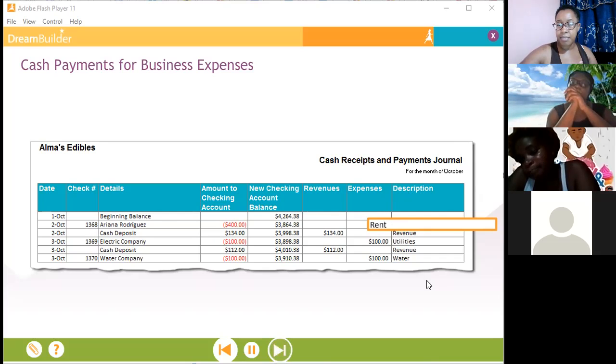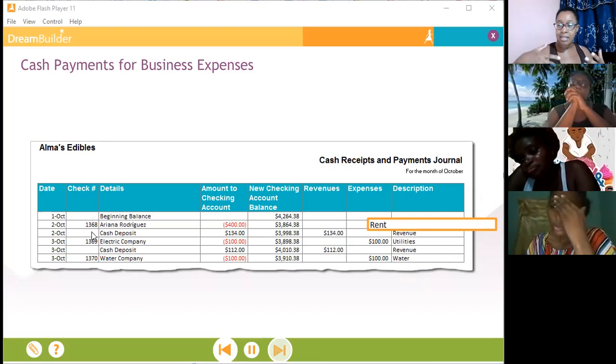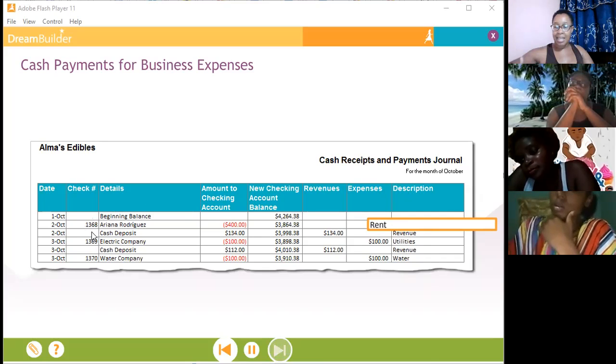Everybody get that? I just want to make sure everybody understands that. Now, of course, the next transaction was a deposit. So that's money that came in.